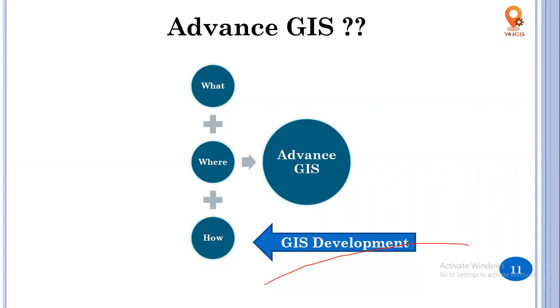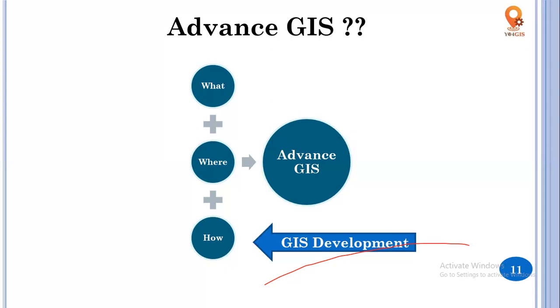How means if I want to do some analysis, how can I do this analysis. Let's suppose in your city you have 10 mobile towers. You want to find out which mobile tower is covering how much area. You want to do some analysis and find out if I want to put a new mobile tower, where can I put it so that it will cover more area.